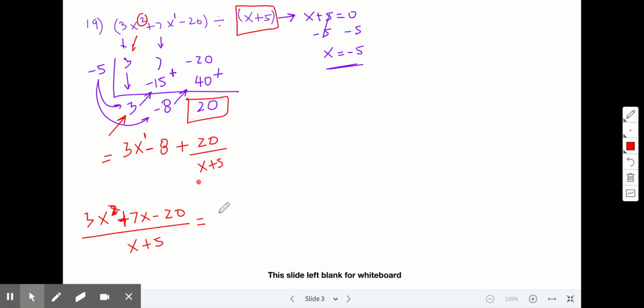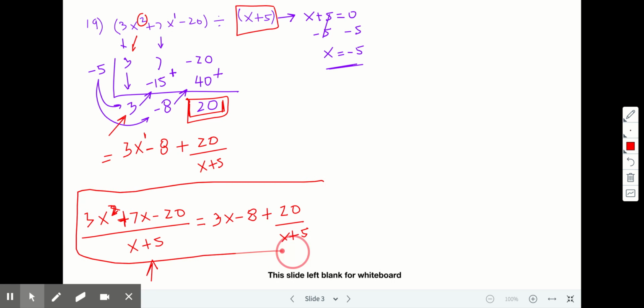Your answer is 3x minus 8 plus your remainder. The last number will always be your remainder. If there's a number right there, then you have to write it as 20 over whatever you're dividing by, which is x plus 5. And we're done.